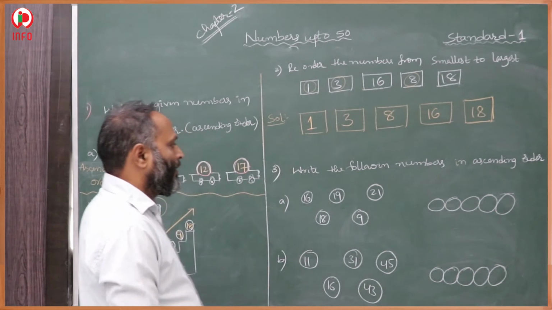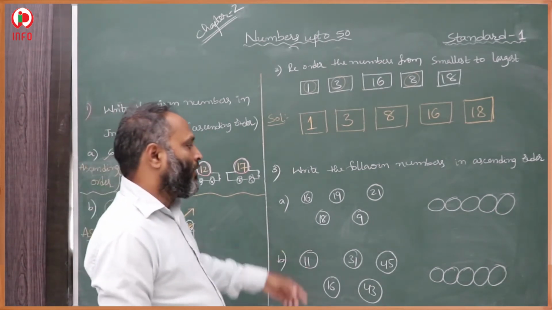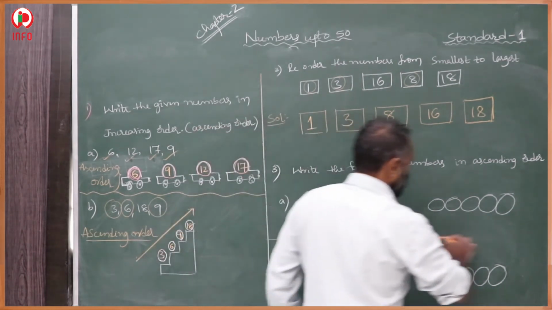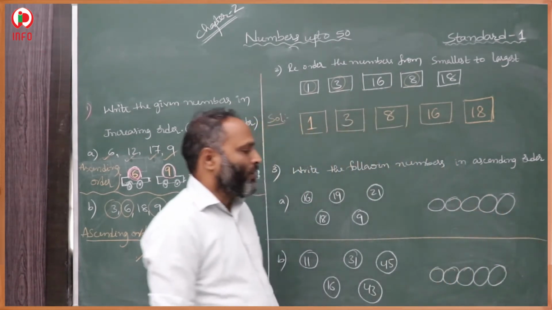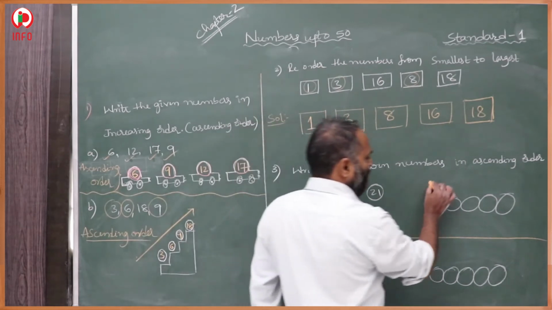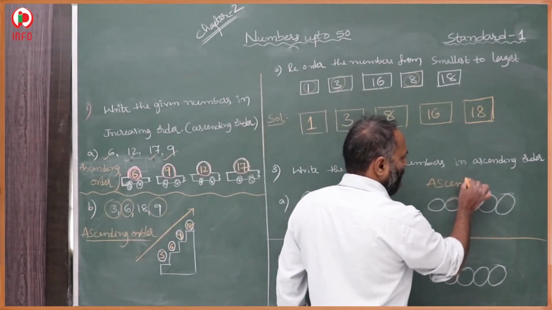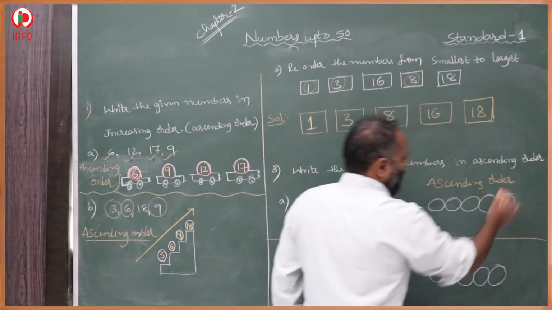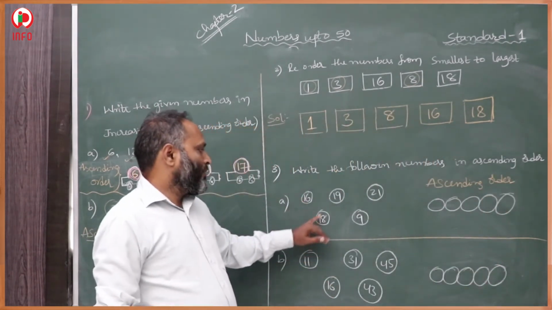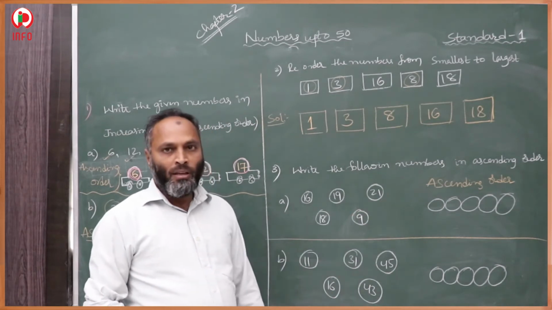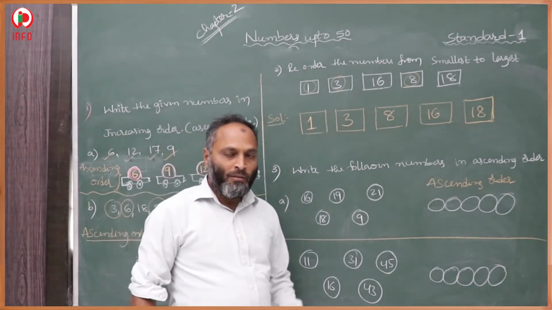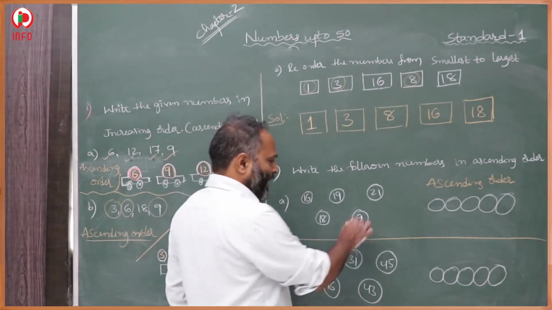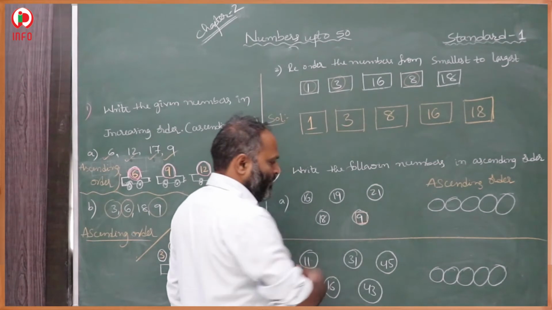Smallest to largest is nothing but ascending order. Now you also find the ascending order. Same question. Here we have to write in ascending order. Here 5 numerals are there. In these 5 numerals, first we have to check which is a single digit. Only one, 9, is a single digit number.